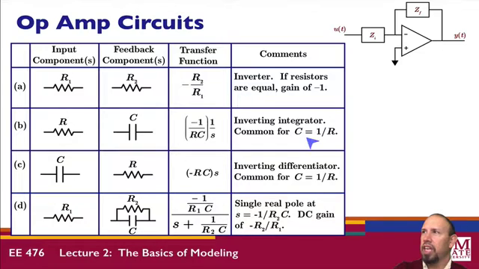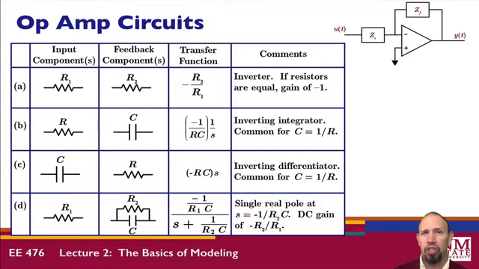So this gives us an integrator. So we have an R and a C. If we swap the two, notice we basically get the reciprocal of this, minus RCS. So this is a differentiator. Again, it's common for R to equal 1 over C. But now, here we have a differentiator.